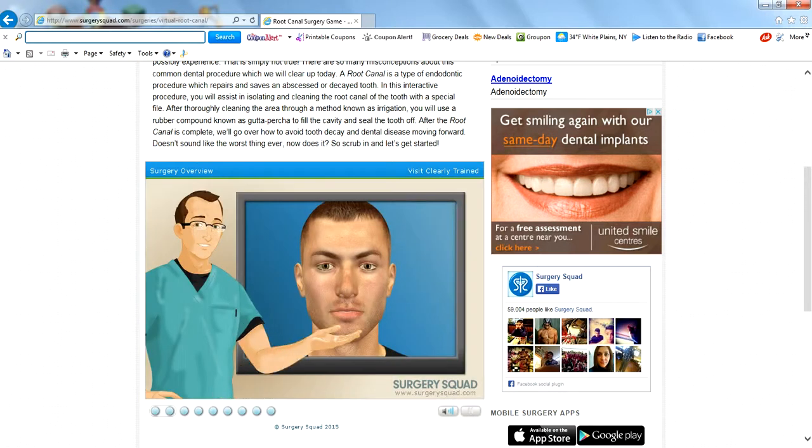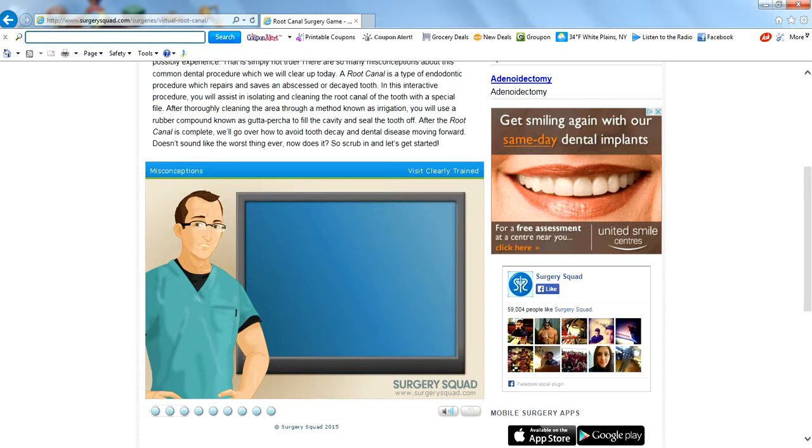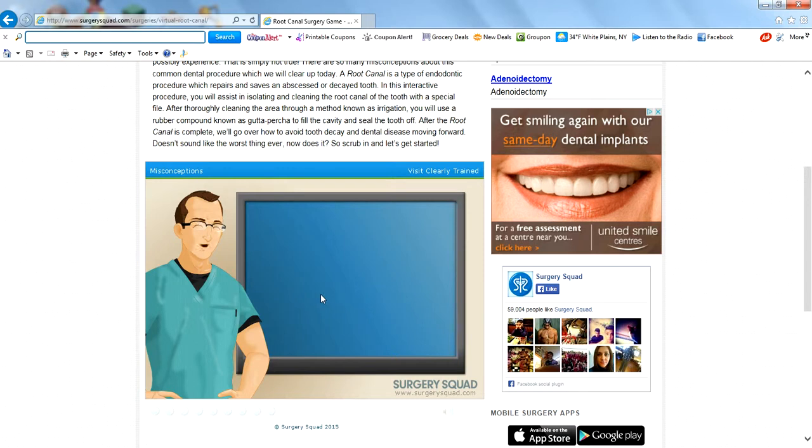Our patient today is having a root canal performed on their lower right second premolar. A dental professional may refer to this tooth as tooth 29. Before we begin, would you like to review some of the common myths and misconceptions surrounding root canal treatment? Nope. No thanks. No problem.